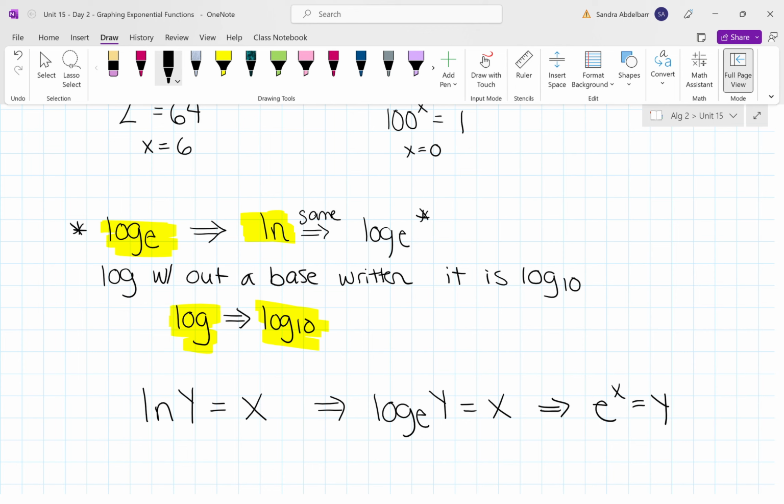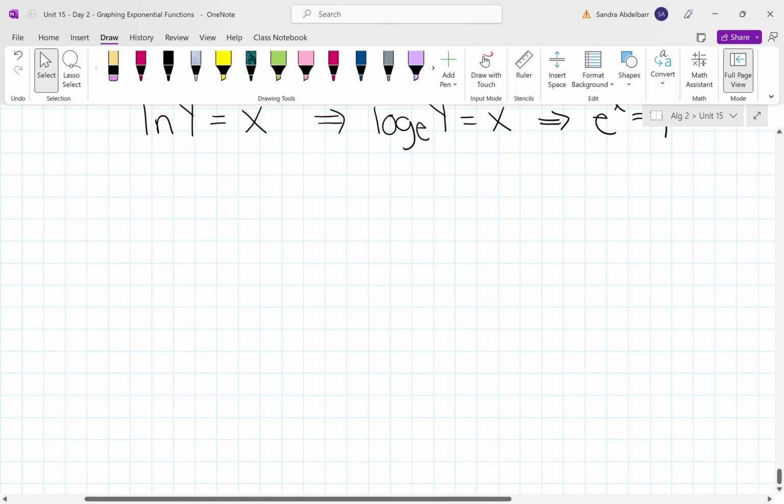Okay, so let's talk about graphing exponential. Let's talk about graphing log equations or log functions.